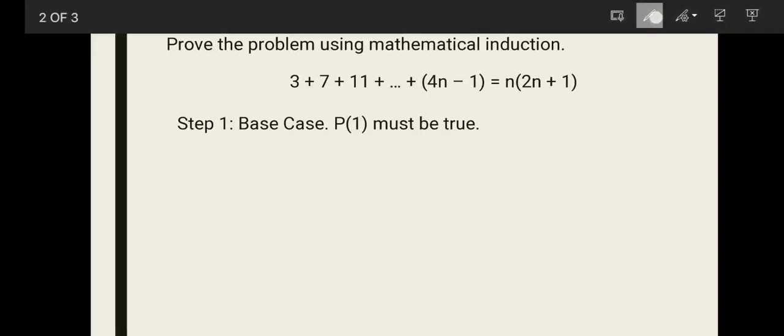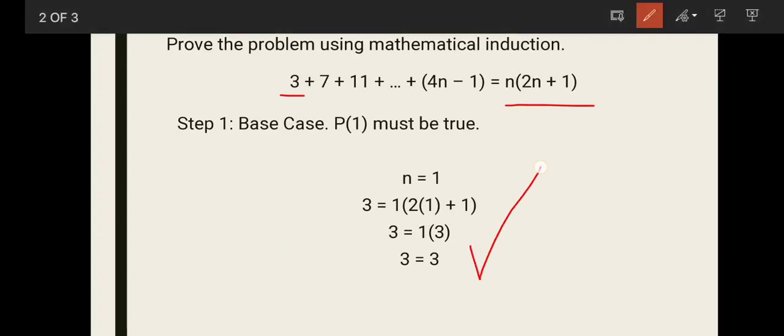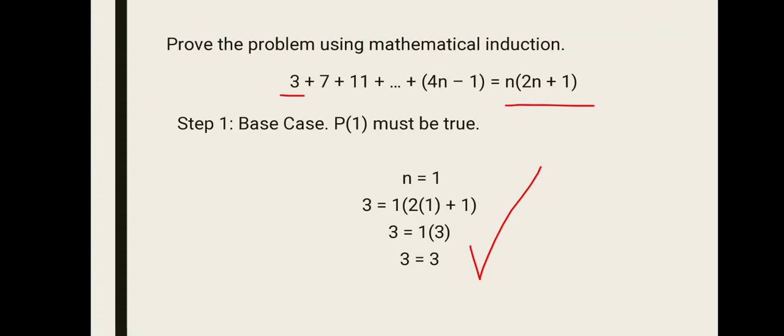So the first term here in our equation, or in our sequence, is 3, and then on the right side of the equation we will substitute all the variable n with the value of 1. So like this, 3 is equal to 1 times the quantity of 2 times 1 plus 1. So 2 times 1 is 2, plus 1 is 3, times 1 is equal to 3. So our equation, 3 is equal to 3. So we already proved that our base case is true.